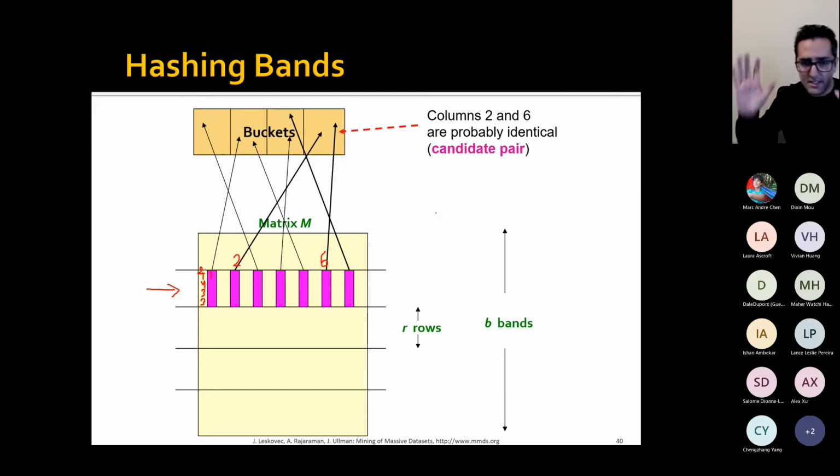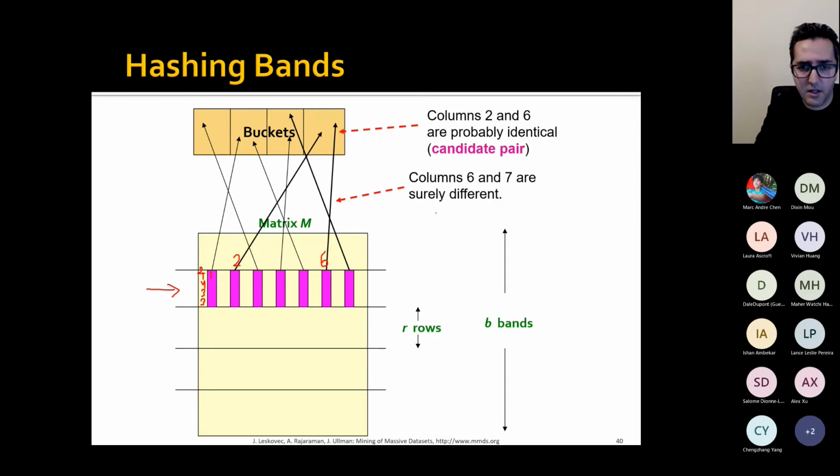For now, let's assume that when two documents are hashed to the same bucket, we call them a candidate pair. And I repeat this procedure for all rows. Here, columns 6 and 7 are hashed to different buckets, so we are saying they are surely different. I repeat this process for every row, so sorry, for every band. If I have 20 bands, I repeat this procedure.